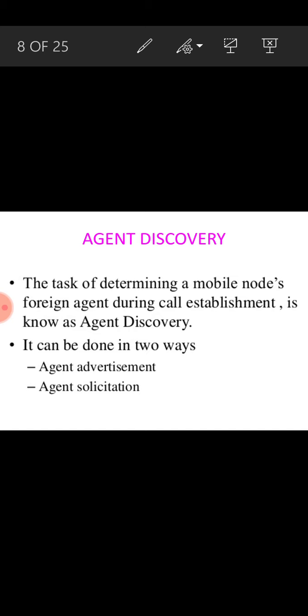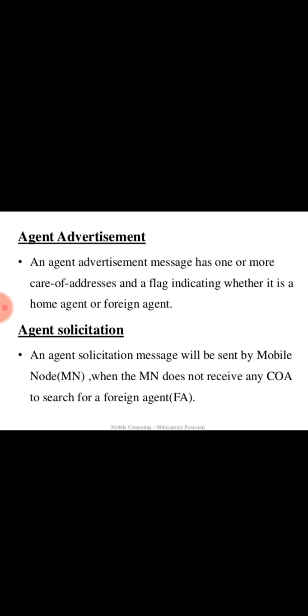One initial problem of the MN after moving is how to find a foreign agent. How does the MN discover that it has moved? For this purpose, mobile IP describes two methods. One is agent advertisement and the other is agent solicitation. In the agent advertisement method, foreign agents and home agents advertise their presence periodically using special agent advertisement messages. These advertisement messages can be seen as a beacon broadcast into the subnet. Agent solicitation will be sent by the mobile node when the MN doesn't receive any COA.